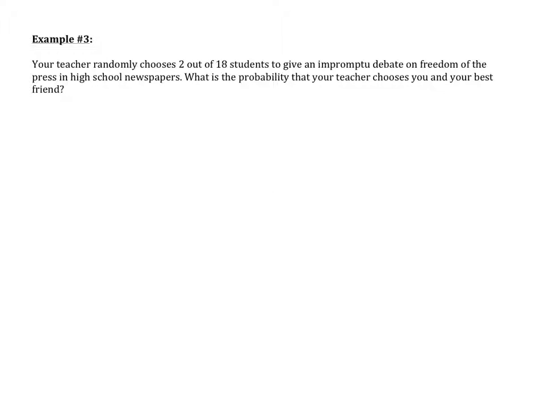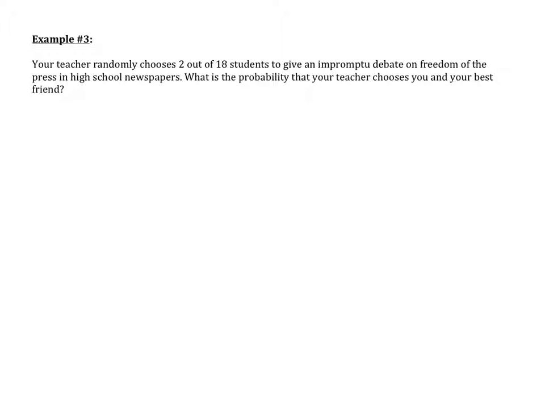Let's look at our last example, number 3. Your teacher randomly chooses 2 out of 18 students to give an impromptu debate on freedom of the press in high school newspapers. What is the probability that your teacher chooses you and your best friend? Before we get into the probability part of this problem, let's talk about why we're going to use a combination as opposed to a permutation in this problem.